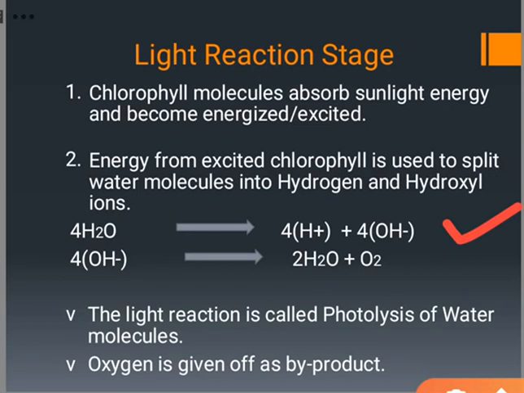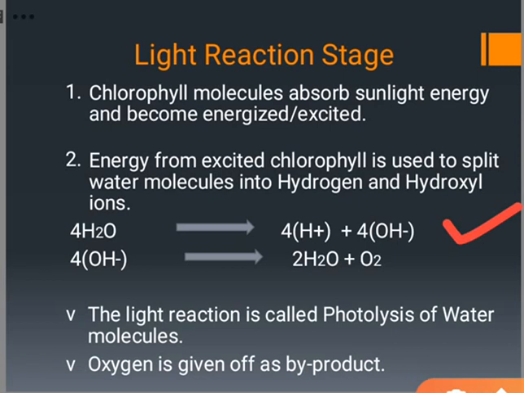You can see 4 molecules of water being split into hydrogen ions and hydroxyl ions. You can see the H plus and the OH minus. The H plus is the hydrogen ion. The OH minus is the hydroxyl ion. Now, in continuation of that process, the hydroxyl ion is further split into water and oxygen.